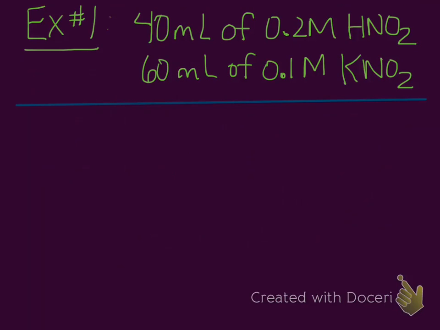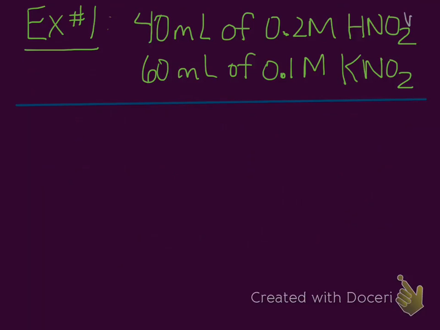So let's take a look at a very basic example. Example number 1. We have 40 milliliters of 0.2 molar HNO2, and we're going to mix that with 60 milliliters of 0.1 molar KNO2. So in this case, we're not going to have a chemical reaction.